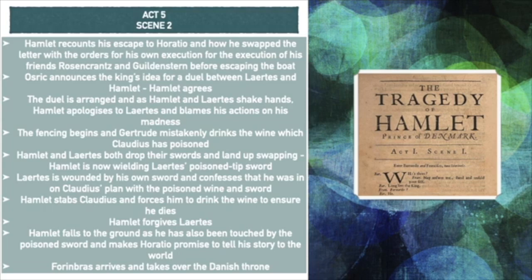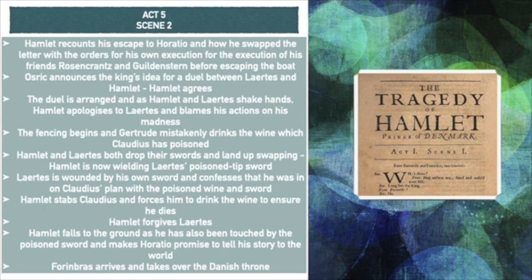And Horatio is actually quite shocked at what he recounts, because even though Hamlet doesn't really like his friends Rosencrantz and Guildenstern, it's quite a serious thing to order them to their deaths. Osric then comes in, he is a servant, and he announces the king's idea for a duel to take place between Laertes and Hamlet. Hamlet readily agrees to this.